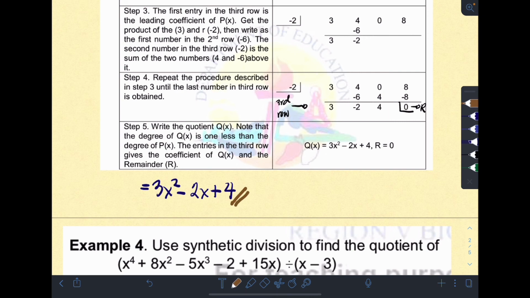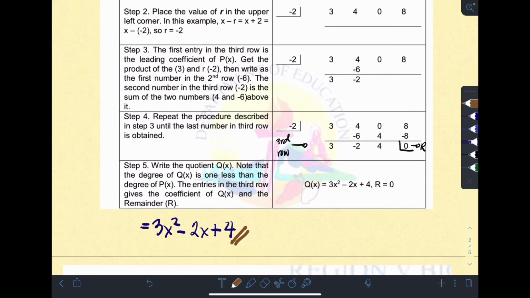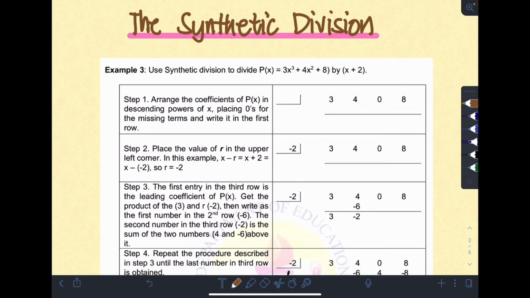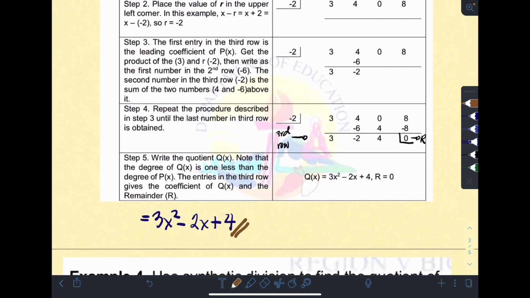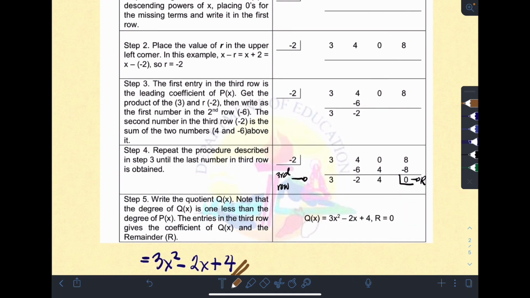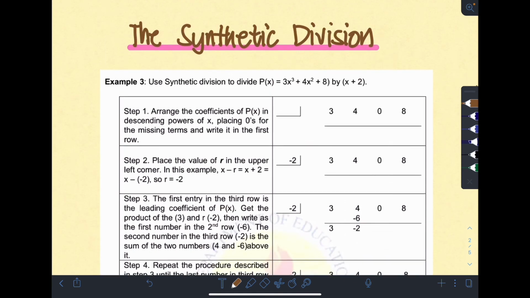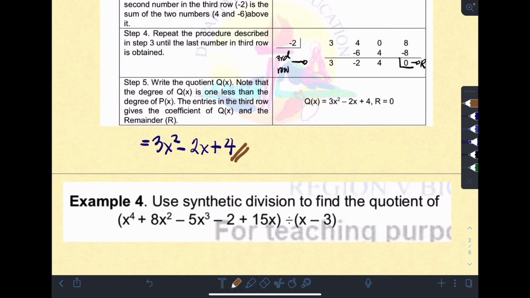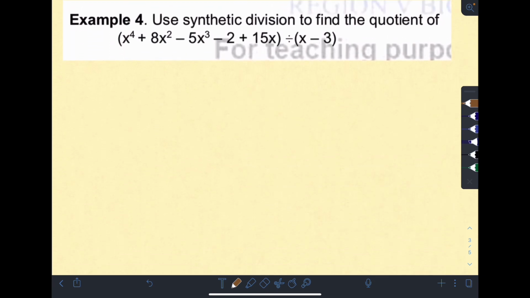And that's how you do it using the synthetic division method. So this is just an alternative way of solving division of polynomials. Instead of using long division, you have the synthetic division. And take note, it is only applicable if our divisor is in the form x minus r. Okay, so we have another example.